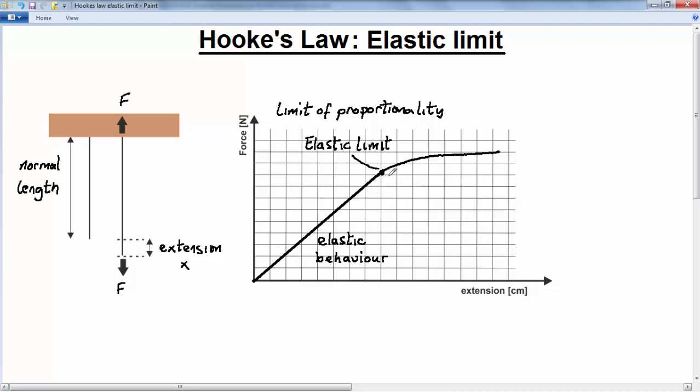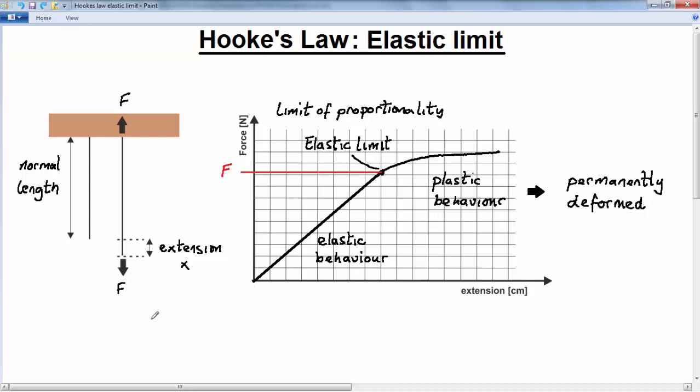So beyond that elastic limit the material exhibits what would be classed as plastic behavior. If I apply a force which is greater than this force F, then the material will deform plastically. That means that when you release the force it remains permanently deformed. In other words, in the case of this wire, when you go beyond the elastic limit, if you release that force, the length of the wire will be longer than it was at the start, which is indicated by this normal length.